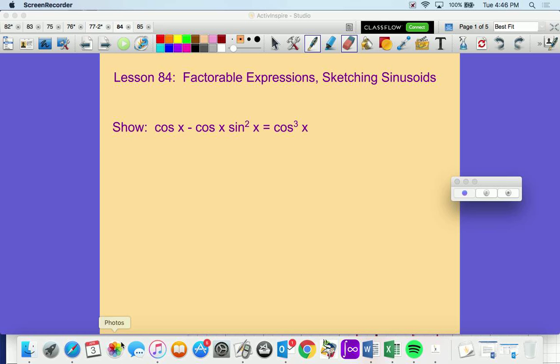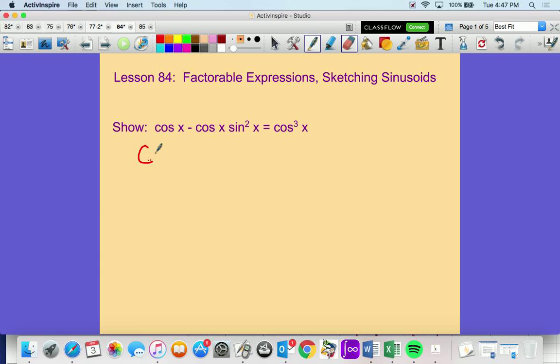allowed to do that. Alright, so if we look at this one, cosine of x minus cosine x times sine squared x equals cosine cubed x. Alright, well the first thing that I see is I can factor cosine of x out here. So that's where I would start. And then we've got 1 minus sine squared x, and that still equals our cosine cubed x here.